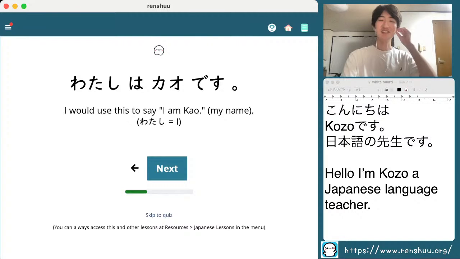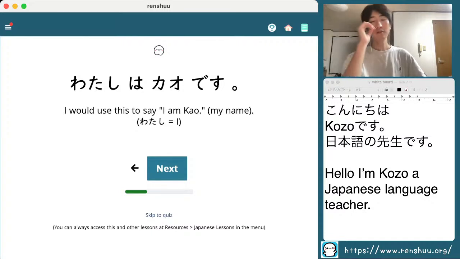Okay, is this enough explanation for you? I wish it was. Use this to say. So, yeah, it's kind of harder grammar than last time though.